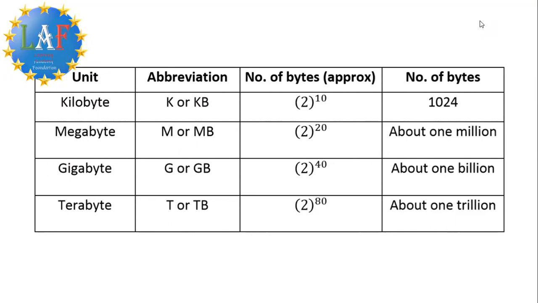Gigabyte, abbreviated as G or GB, there are 2 power 30 bytes approximately, so about 1 billion bytes. Terabyte, T or TB, there are 2 power 40 bytes approximately, so about 1 trillion bytes.